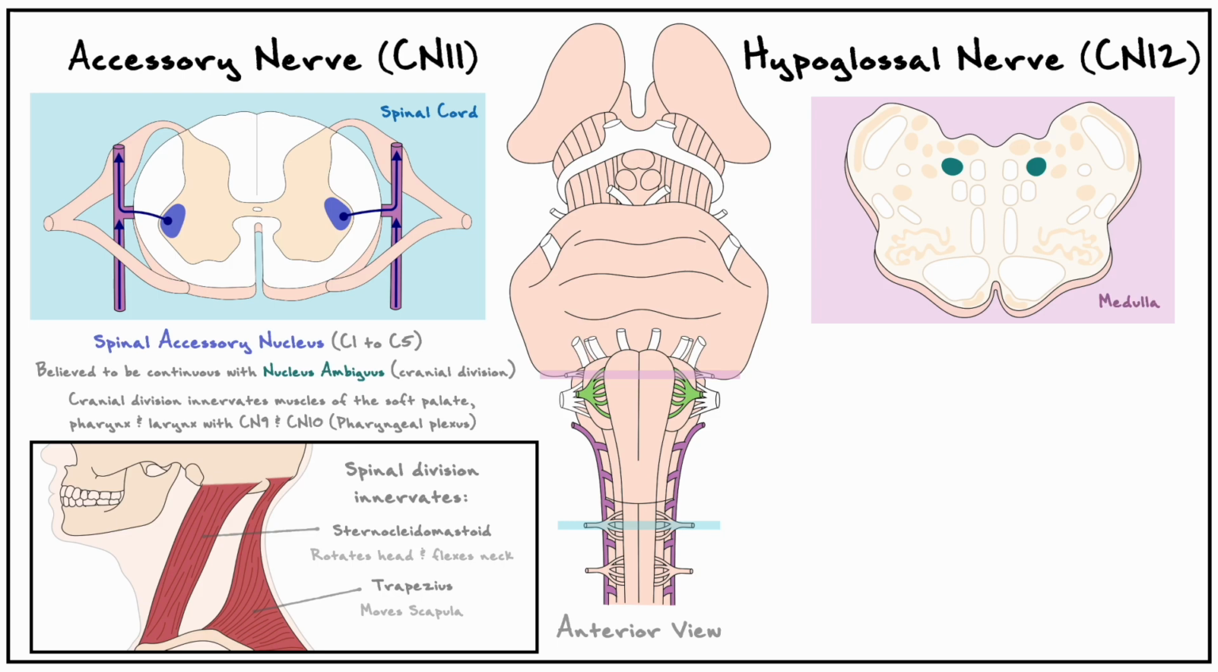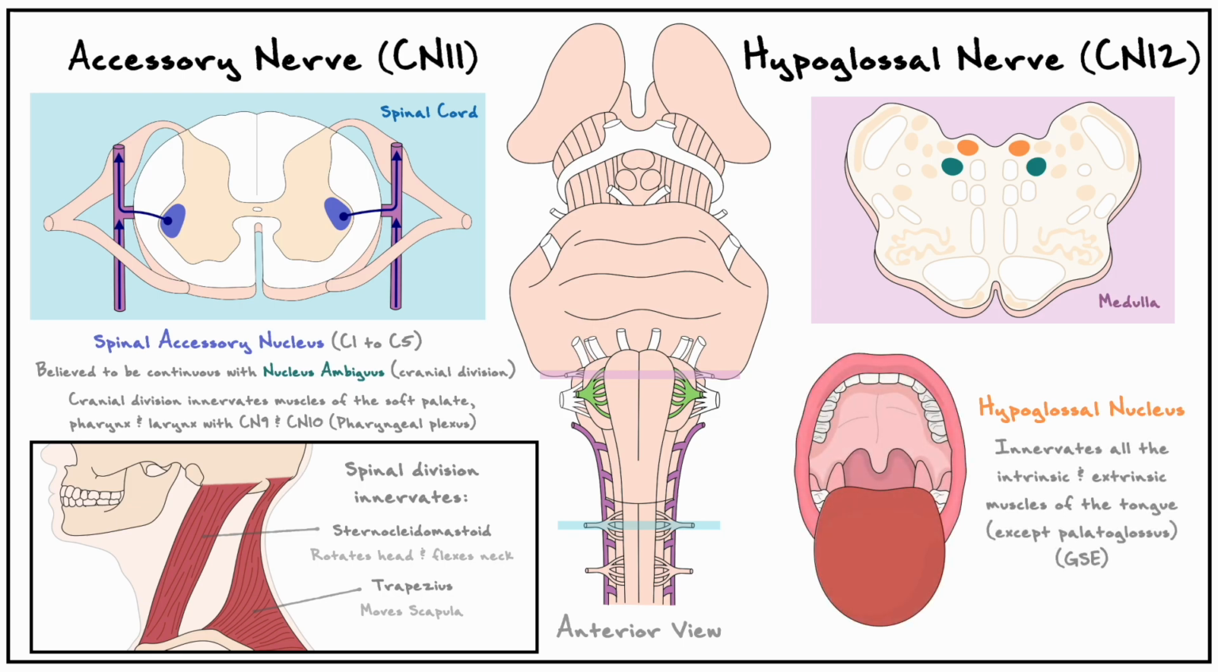Now, finally, we can move on to the last and 12th cranial nerve, the hypoglossal nerve. Very simply, the fibers of the hypoglossal nerve originate in the hypoglossal nucleus in the medulla, which can be found at the same level as the nucleus ambiguus. This nucleus gives rise to the motor neurons that go on to innervate the intrinsic and extrinsic muscles of the tongue. The only muscle of the tongue not to be innervated by the hypoglossal nerve is the palatoglossus.